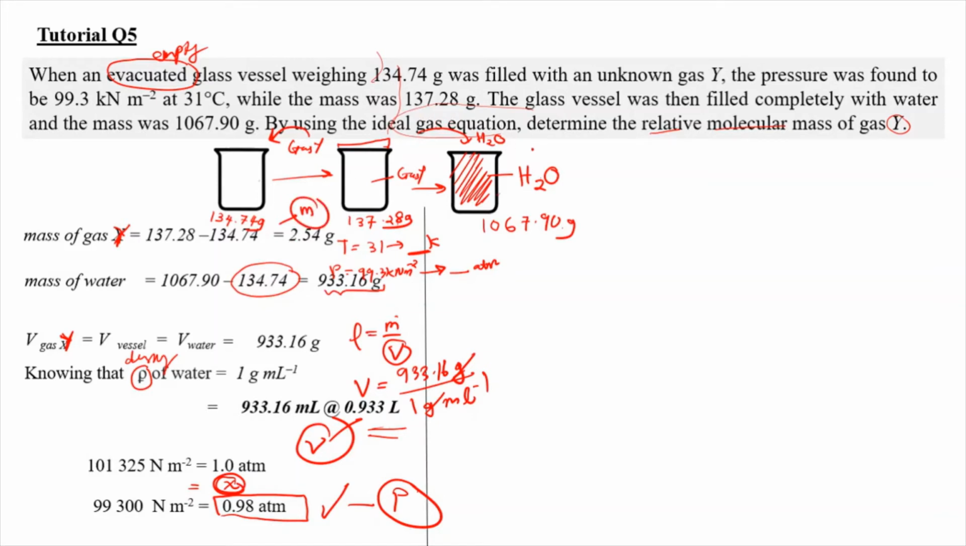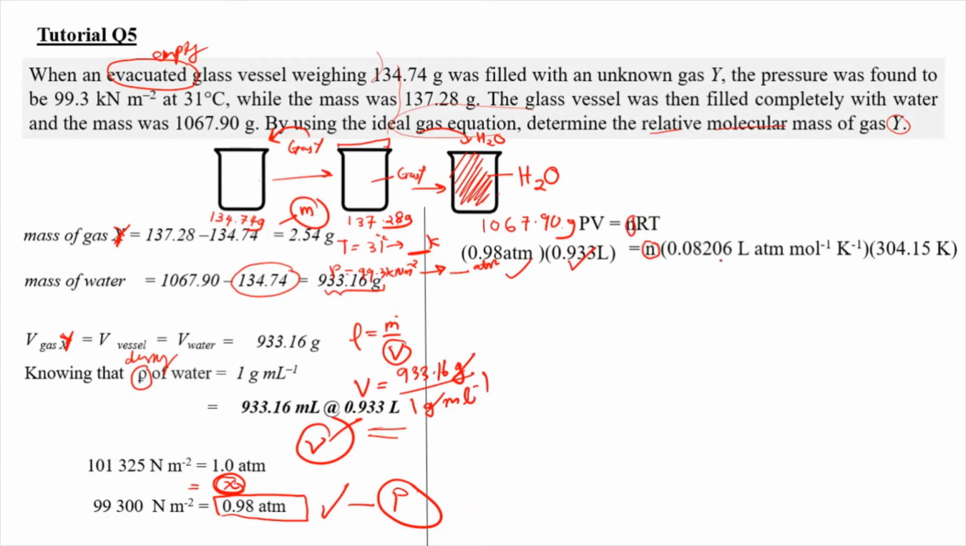need to use the ideal gas equation in order to determine the relative molecular mass of gas Y. Okay, so the temperature here is also given, which is 31 degrees Celsius, which you need to convert into Kelvin. So we need to find the number of mole first in order to find the molecular mass. So we're going to use PV equals nRT, and the pressure here is 0.98 atm by our conversion. And then our volume is the volume of water, which is 0.933 liter. And then we need to find the number of mole, which is n. The R here is the gas constant, which is 0.08206 liter atm per mole per Kelvin. And then our temperature is 31 degrees Celsius, and you need to convert it into Kelvin by adding 273.15. So we're going to get 304.15.